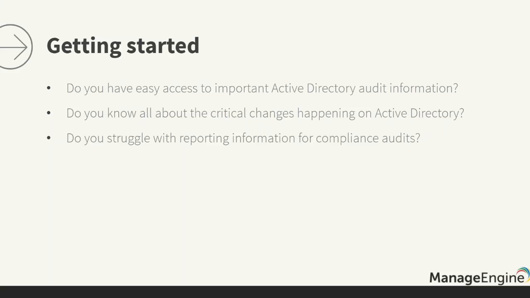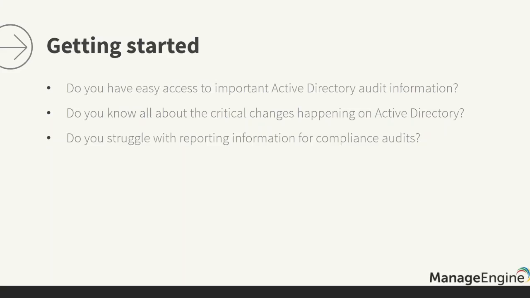So the first question that you need to answer is, do you have easy access to important Active Directory audit information? Ponder about this for a moment. How much information about activity on Active Directory do you have easy access to? Do you know all about the critical changes happening on Active Directory? So if, say, today a user had a group membership change to a group with elevated privileges, would you know that instantly? Would you know that in real time is the question. It is a critical change, of course, and one that can potentially compromise your security. So would you have been able to detect this immediately?